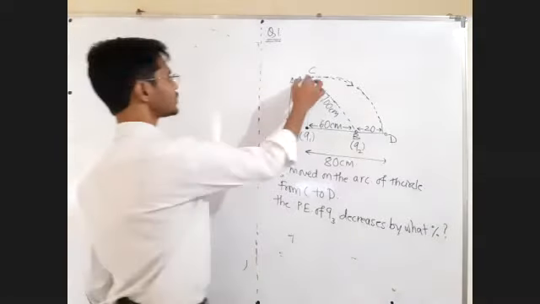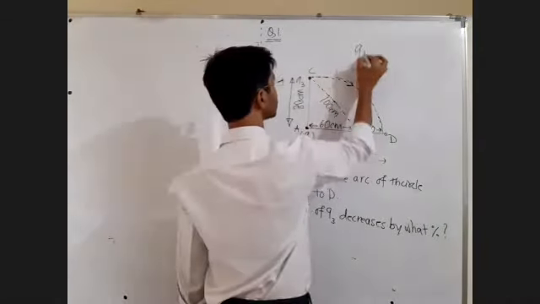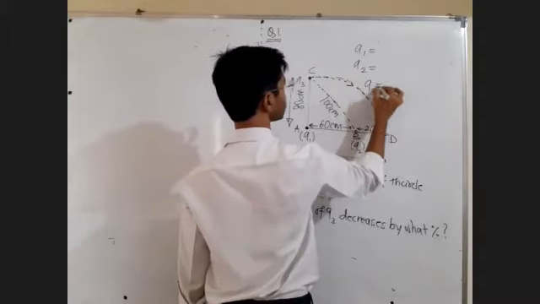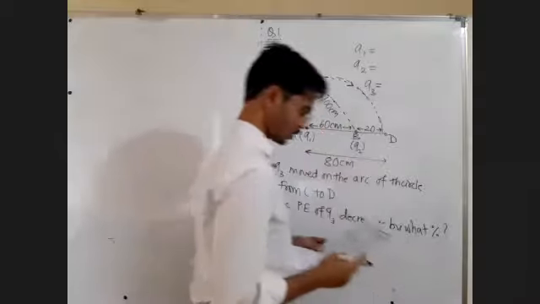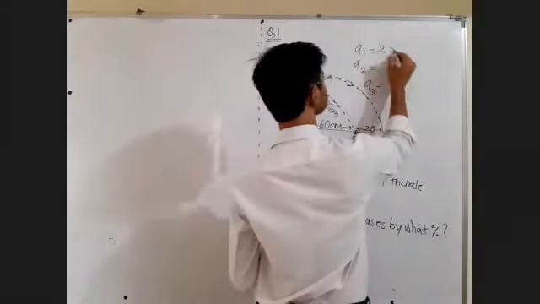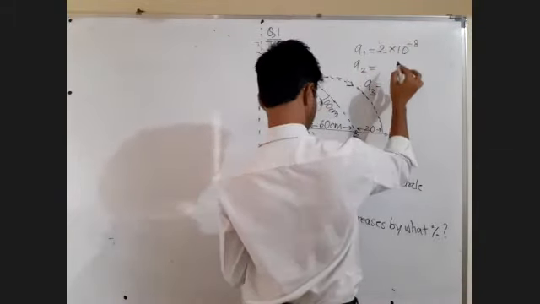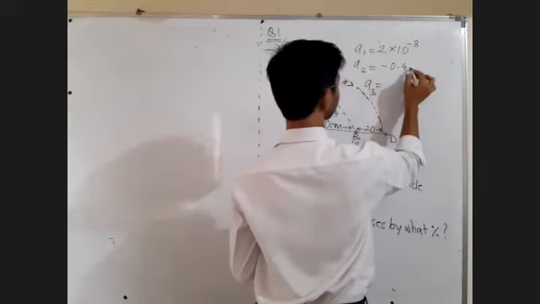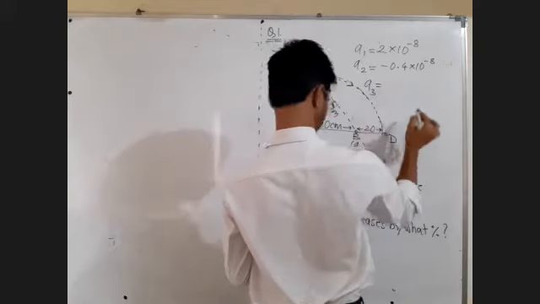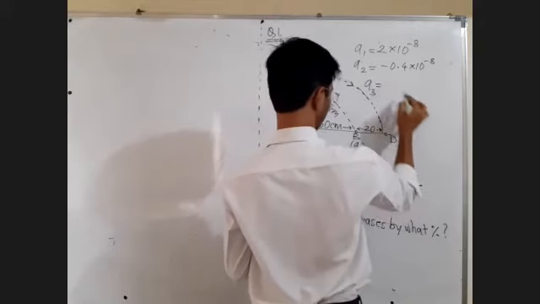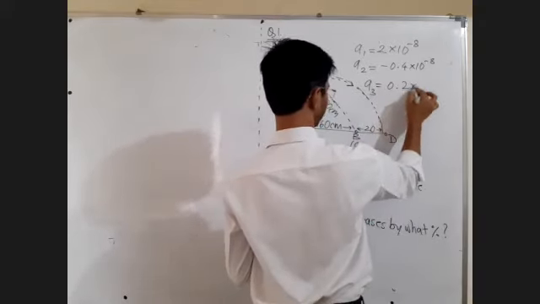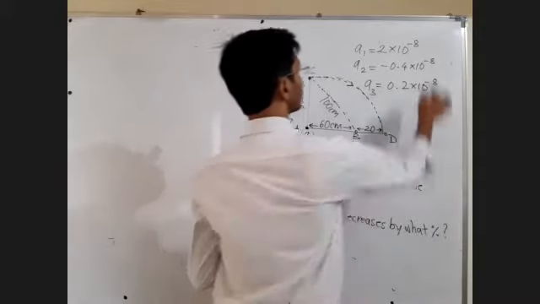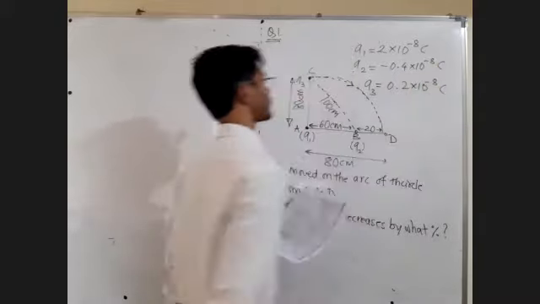Fine. Q3 is initially here. Q1, Q2, Q3 values are already given to us. Write those down. Q1 is 2 into 10 raised to minus 8, next Q2 is minus 0.4 into 10 raised to minus 8, then Q3 is 0.2 into 10 raised to minus 8. Fine. Of course, in coulomb. All right.